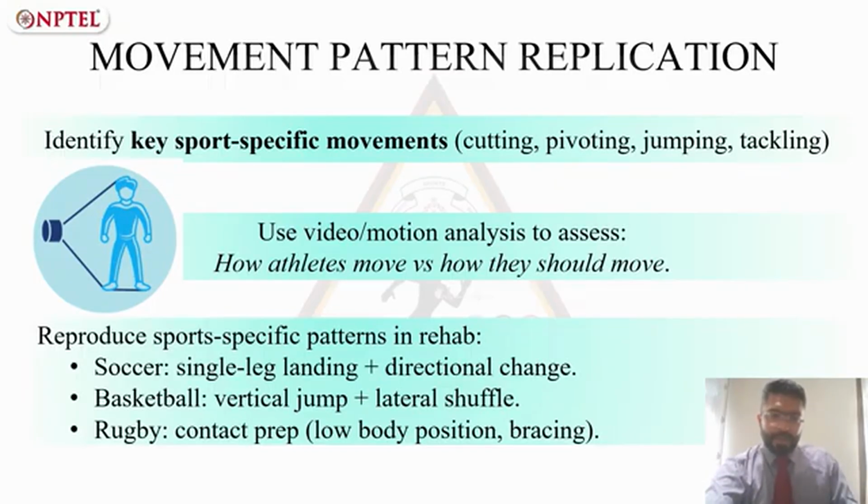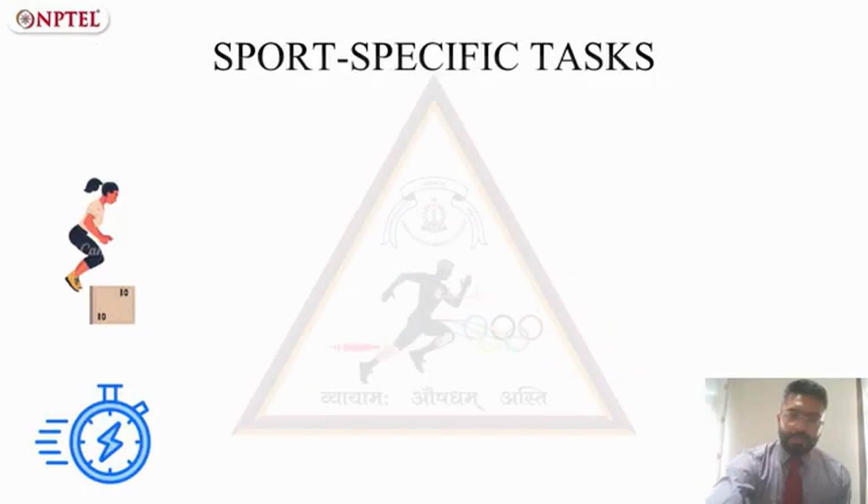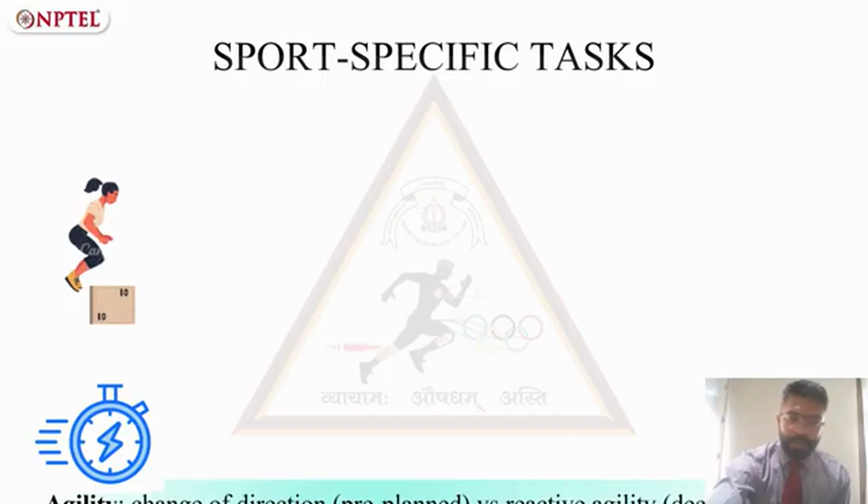For example, in soccer, single leg landing and directional change have to be practiced. In basketball, vertical jump and lateral shuffle have to be practiced. In rugby, contact preparation with low body position and bracing has to be practiced. Now let's see the sport-specific tasks or motor qualities which are to be practiced.